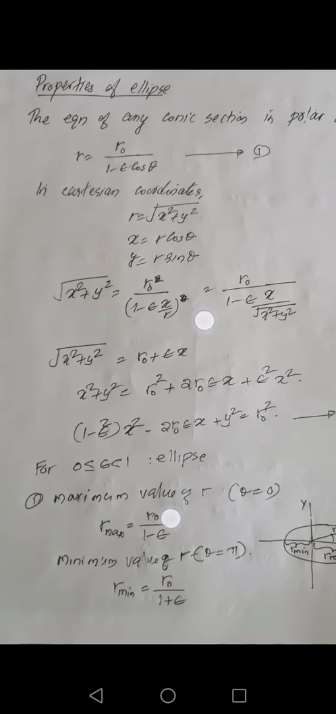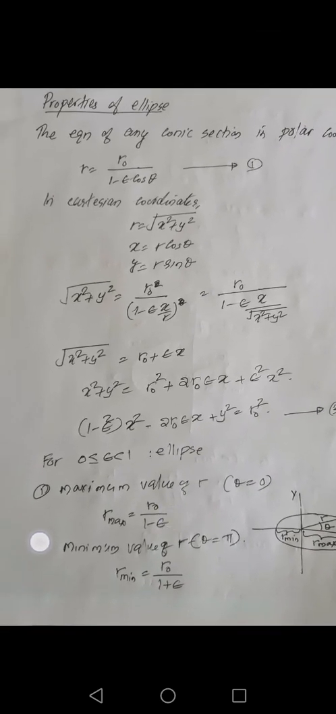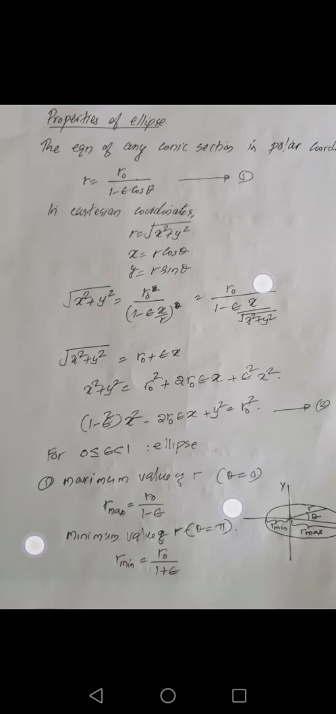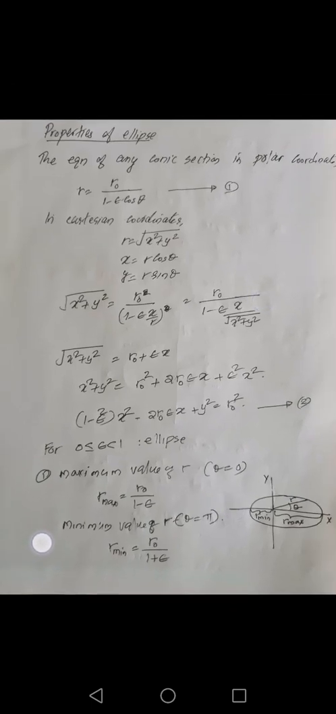Rearranging, you will get (1 minus epsilon squared) x squared plus 2 r0 epsilon x plus y squared is equal to r0 squared. So that is equation 2. Equations 1 and 2 are the forms of the general conic section. Equation 1 is in polar coordinates and equation 2 is in Cartesian coordinates, where epsilon is the eccentricity that determines the shape of the conic section.